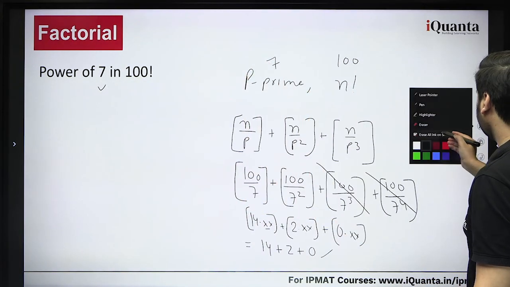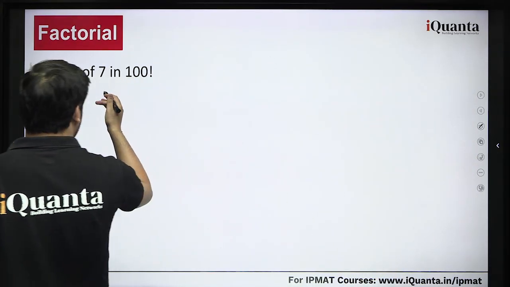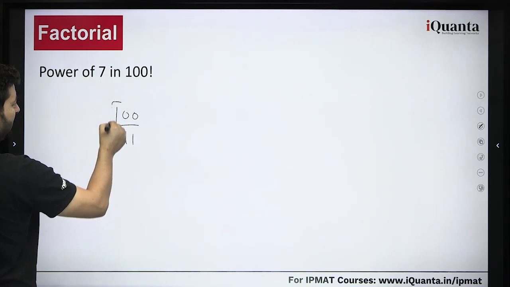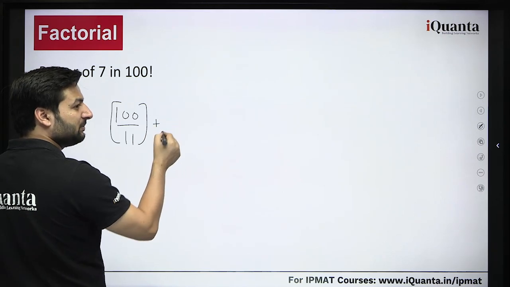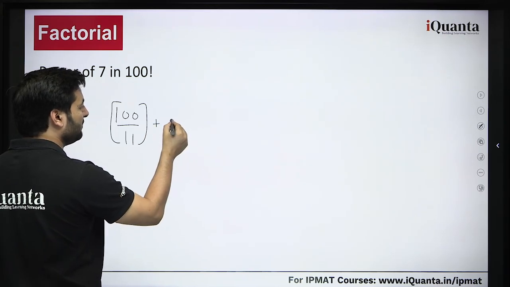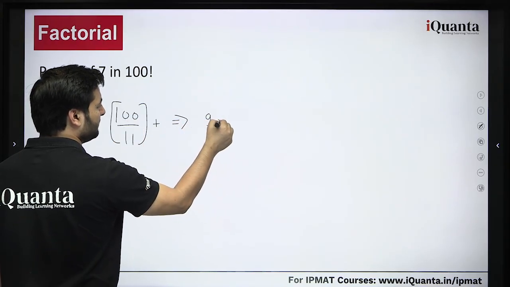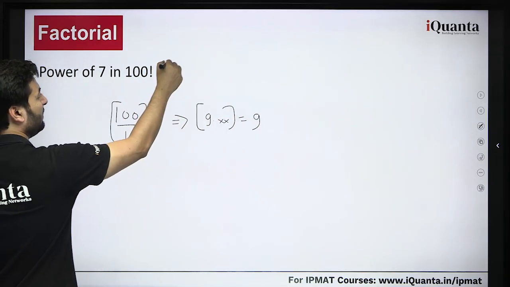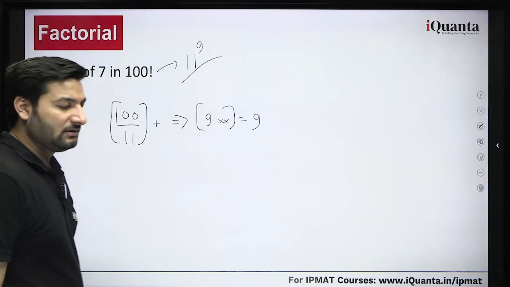We can do this with one more prime maybe. Let us try with say 11. So, 100 by 11 and its integer part. Should we do 100 upon 11 square? The moment I do 100 upon 11 square, we will get 100 upon 121. So, the denominator is bigger, we will not do that. So straight away 100 upon 11 will be 9 point something, right? And its integer part is 9. So the power of 11 in 100 factorial is 9. 9 is the answer.